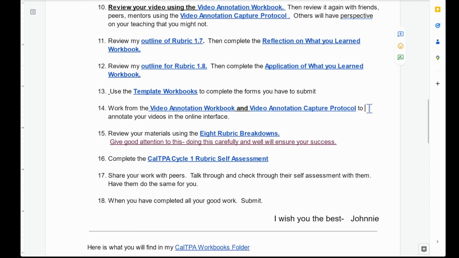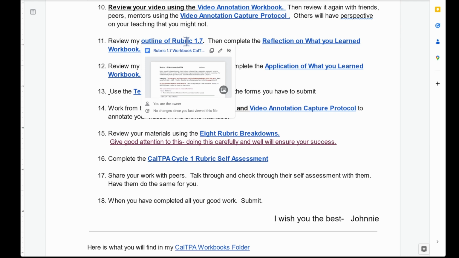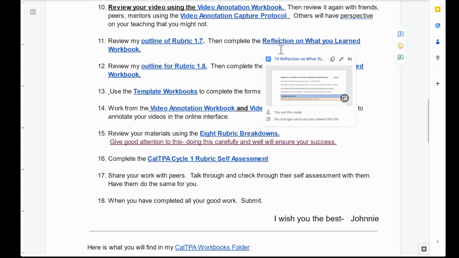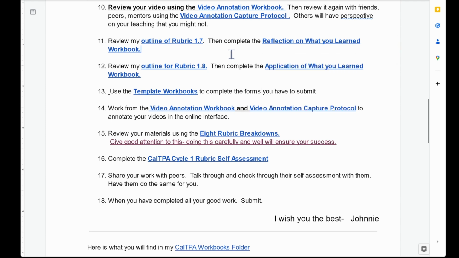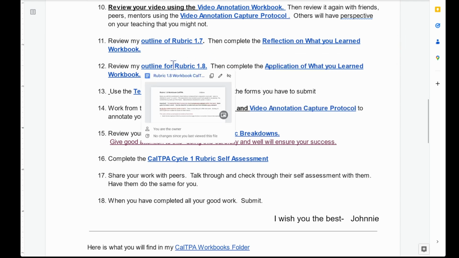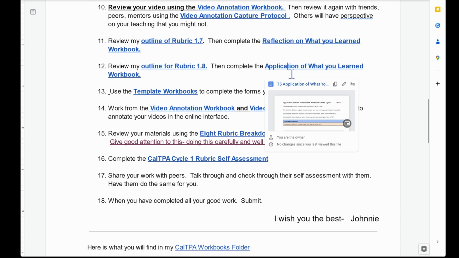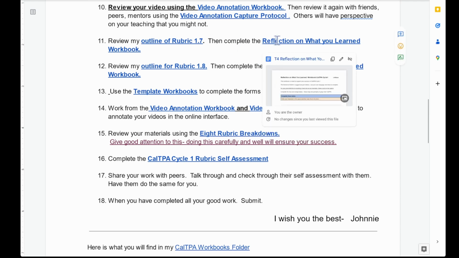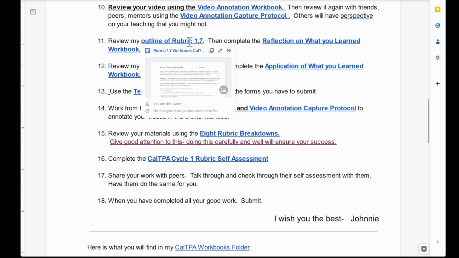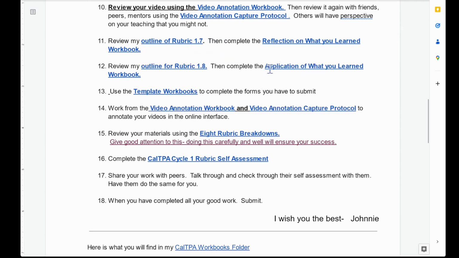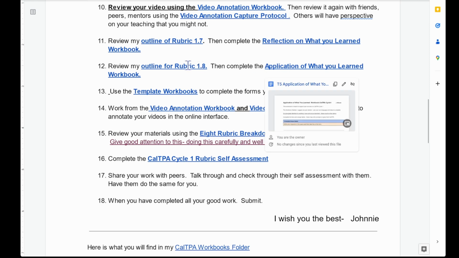And after you've done that good work on video, then you're going to go back to completing the reflection on what you learned workbook, making sure that you pay attention to the rubric that attaches to reflection on what you learned first. So go ahead and look at rubric 1.7, go to the workbook on reflection on what you learned, complete that, follow with looking at the outline for rubric 1.8, and the last template, which is application of what you learned. Remember, what you write for the reflection on what you learned is your score for Rubric 1.7. What you write on the application of what you learned gives you your score for Rubric 1.8.